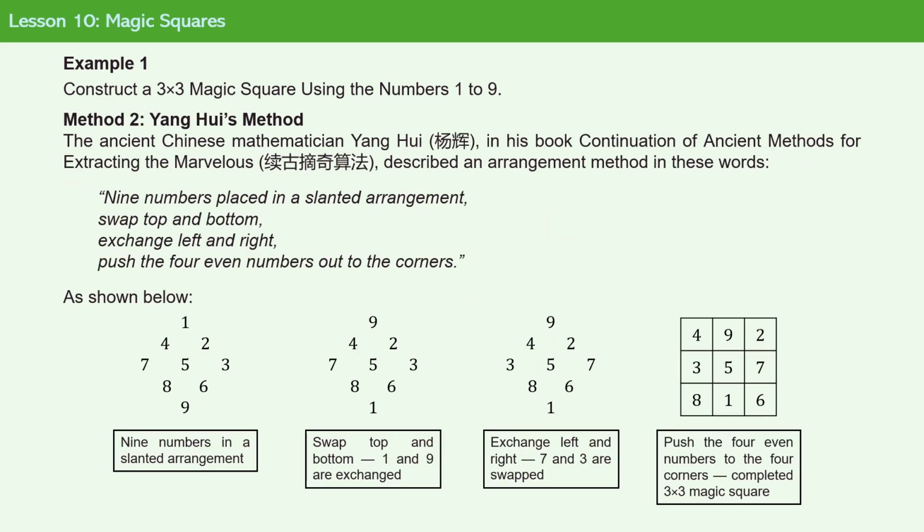Method 2, the Yang Hui method. The ancient Chinese mathematician Yang Hui, in his book Continuation of Ancient Methods for Extracting the Marvelous, described an arrangement method in these words: 9 numbers placed in a slanted arrangement, swap top and bottom, exchange left and right, push the 4 even numbers out to the corners. As shown below.